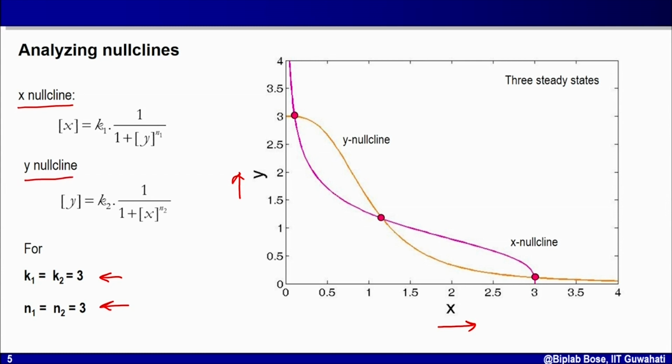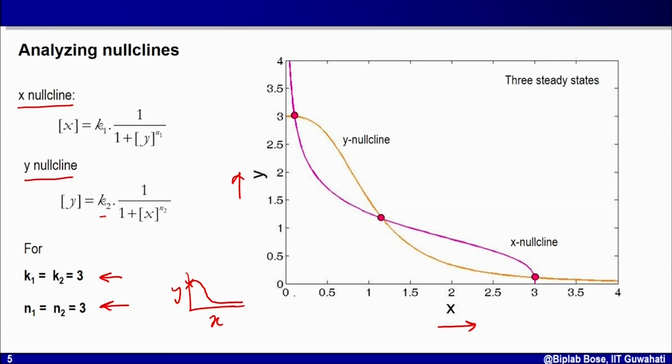Let us try with the y nullcline. The y nullcline is y equal to k2 into 1 by 1 plus x to the power n2. So obviously it will be a negative sigmoid function having a behavior like this, x versus y. If I plot, it should fall like this. So it will be a negative sigmoid or inverse sigmoid. And here it will intersect the y-axis. So when x equal to 0, y is equal to k2. So here k2 is 3.